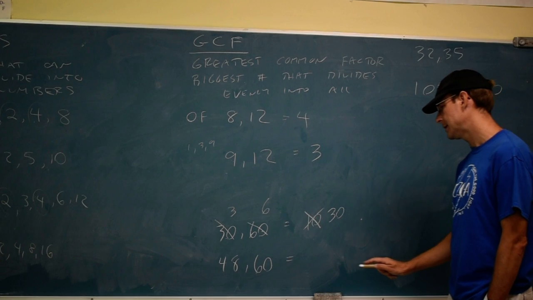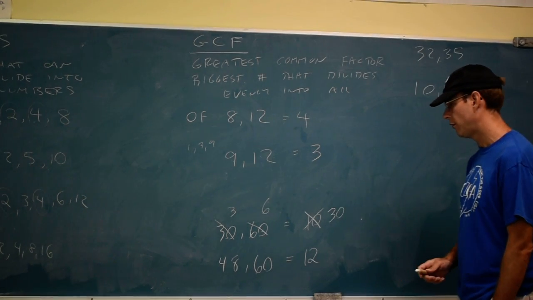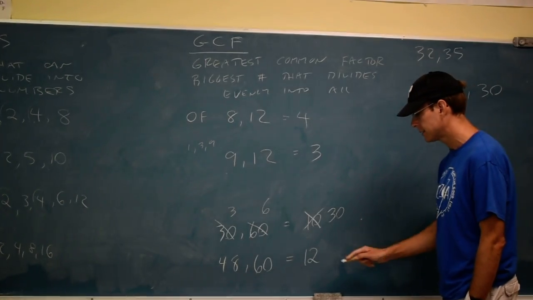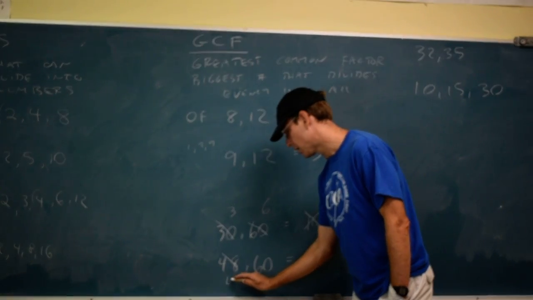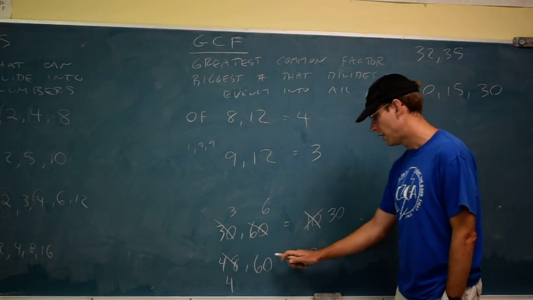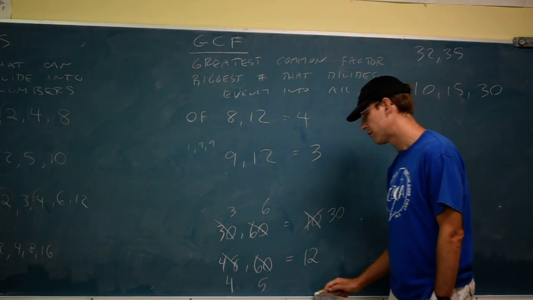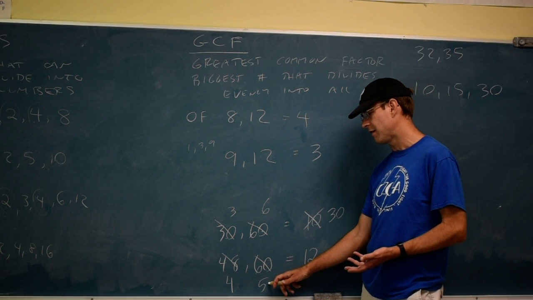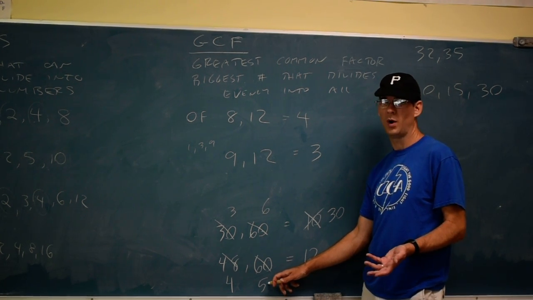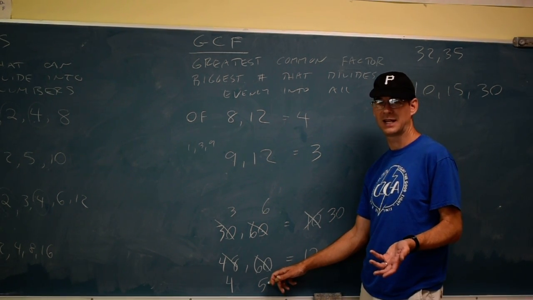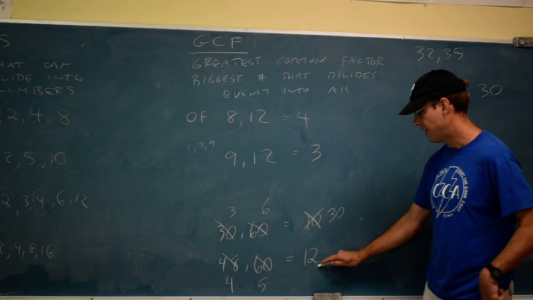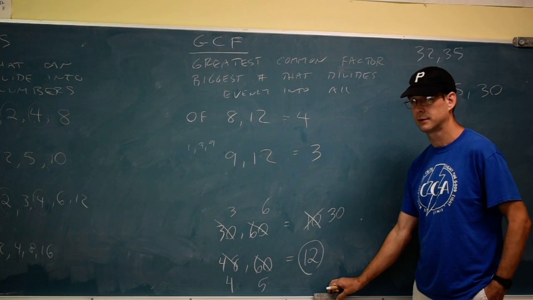48 and 60, I'm going with 12. If I want to check if 12 is correct, 12 into 48 goes 4. 12 into 60 goes 5. And then I'd ask myself, can anything go into both 4 and 5? No, not really, only 1, and 1 goes into everything, so that doesn't really even count. Nothing can go into both 4 and 5 that helps us. That means 12 is correct.